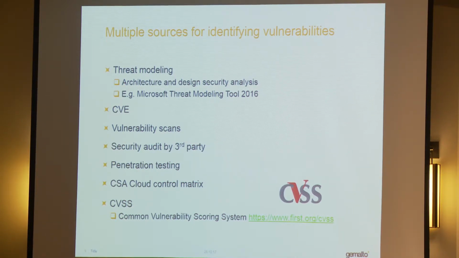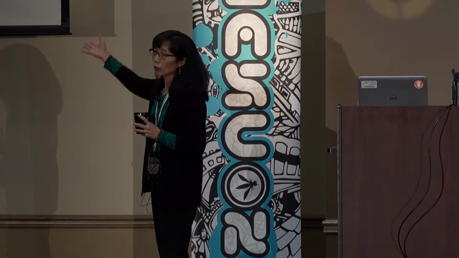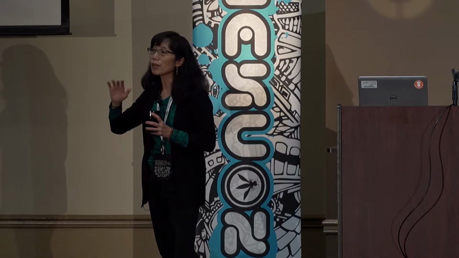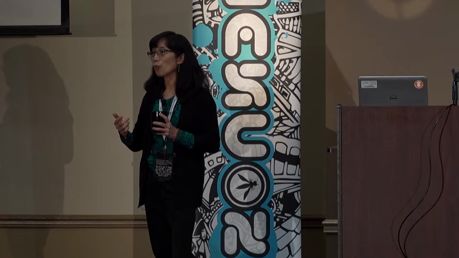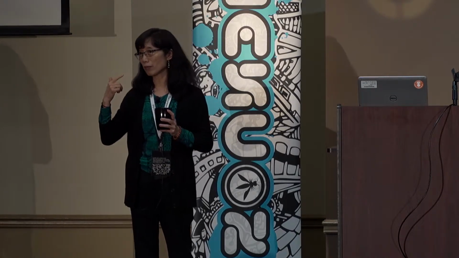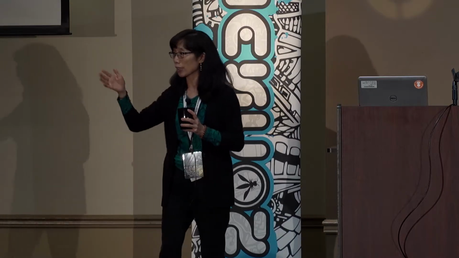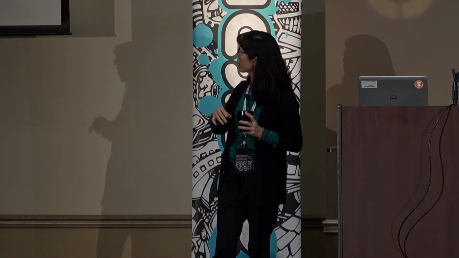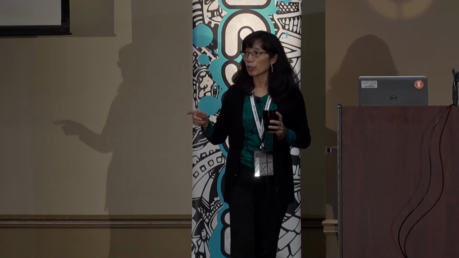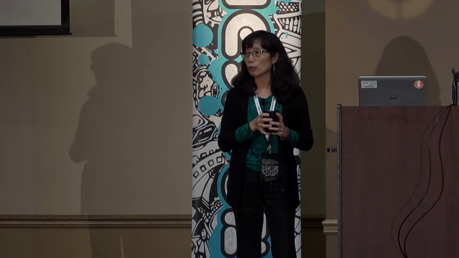CVSS is the most commonly used calculator to calculate the level of vulnerability. It will give you a number from 1 to 10. I don't remember exactly, but 7.5 to 10 is a high vulnerability. And then you have medium and you have low. So that is the most commonly used vulnerability calculator that will give you a level of vulnerability.